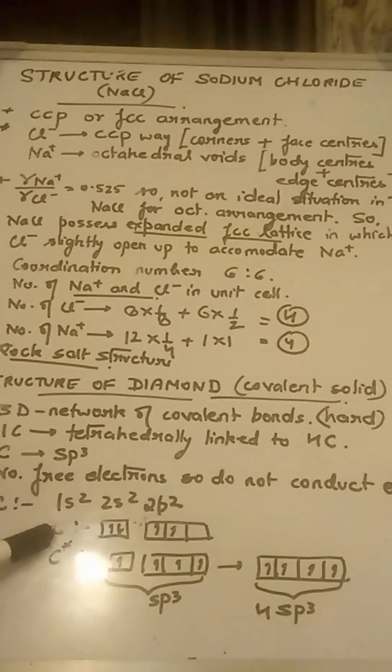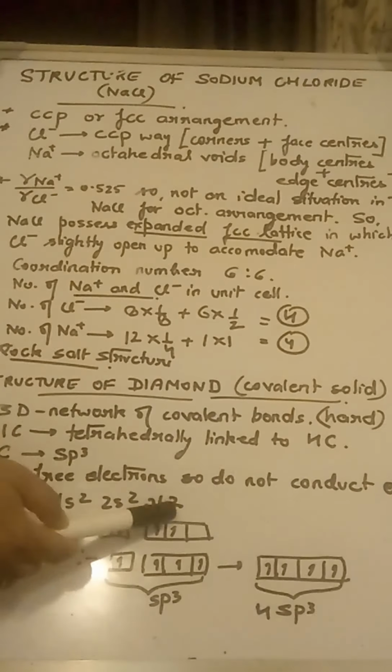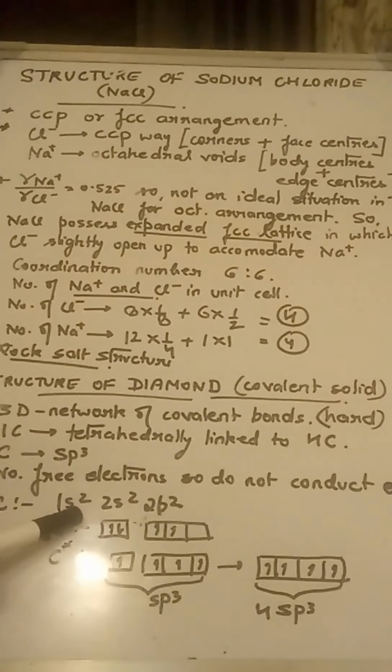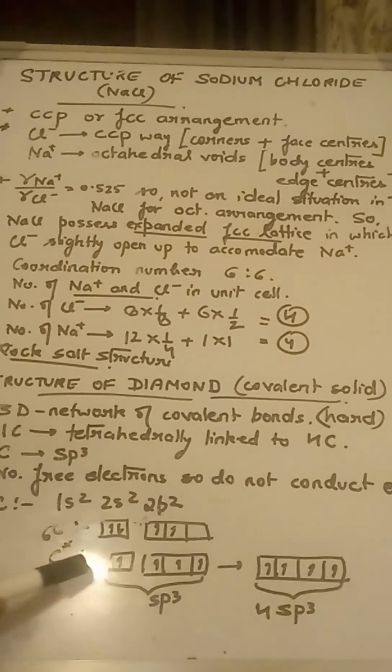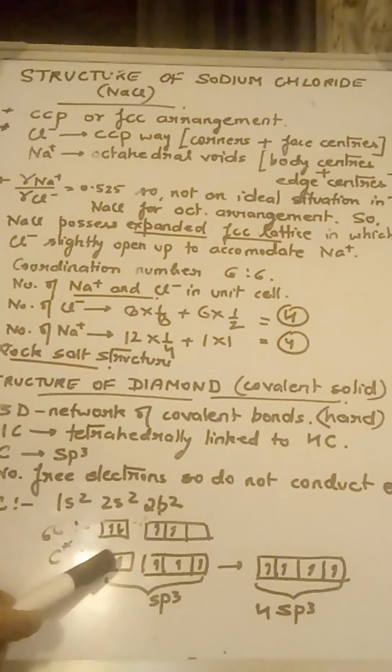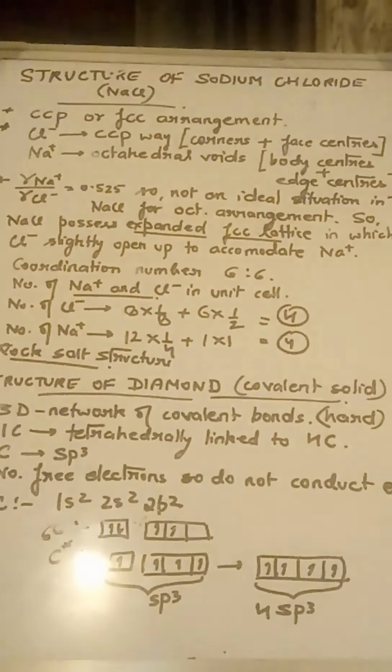The atomic number of carbon is 6, and this is the atomic configuration of carbon: 1s2, 2s2, 2p2. So the last shell is the second. In its second shell, the s and p subshells have 2 and 2 electrons. When the carbon gets excited, one electron from 2s jumps to 2p, right? So this way now there are 4 unpaired electrons in each carbon.